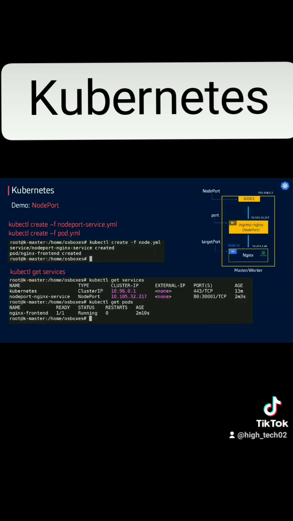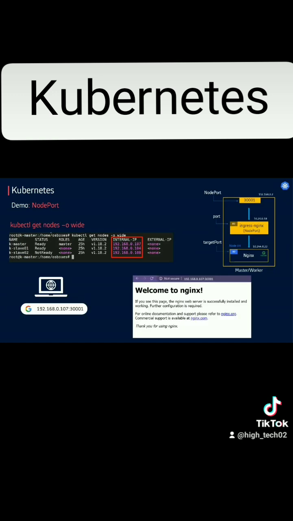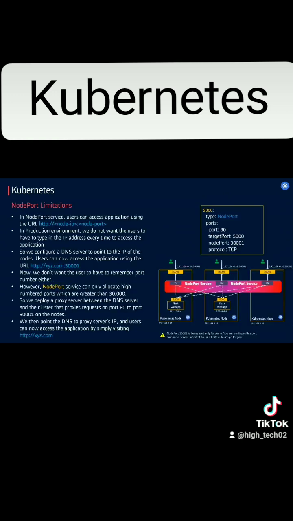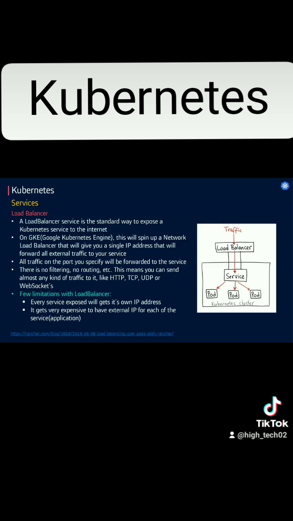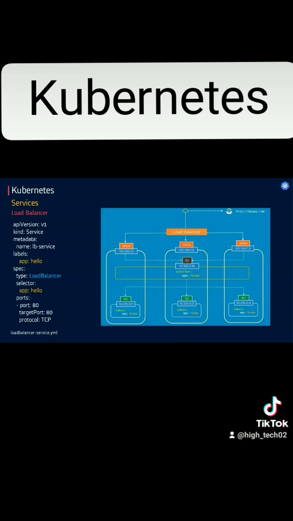Challenges and considerations. Complexity. Kubernetes can be complex to set up and manage, requiring a learning curve and expertise. Security. Ensuring cluster security involves managing access controls, network policies, and regular updates. Cost. Running Kubernetes clusters, especially in cloud environments, can be costly, necessitating careful resource management and optimization. Interoperability. Integrating Kubernetes with existing systems and workflows may pose challenges.